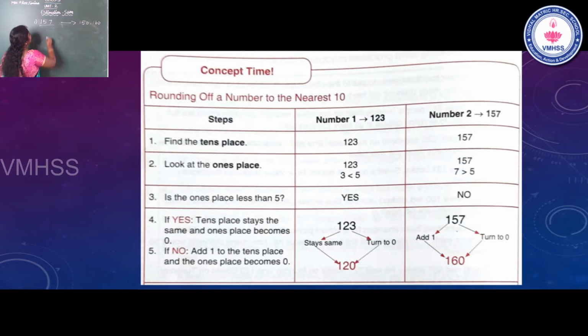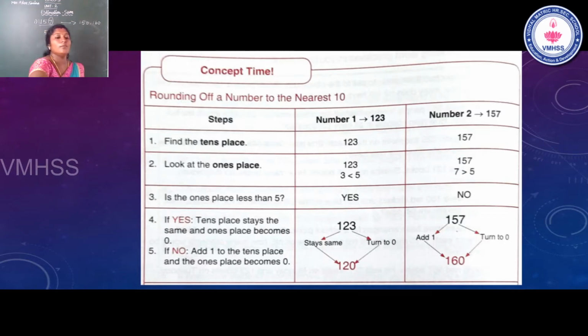Okay, so you compare the ones place number. So, 7 and 5, compare 7. 7 is a greater number. So, round up the value to 160. Okay, do you understand, ma'am? Do you understand, students? First you compare 5. Is it a greater number or smaller number?